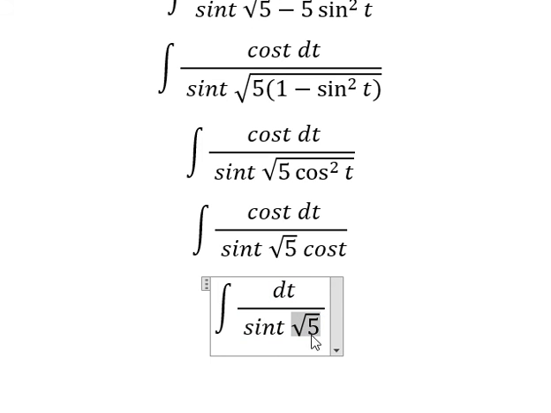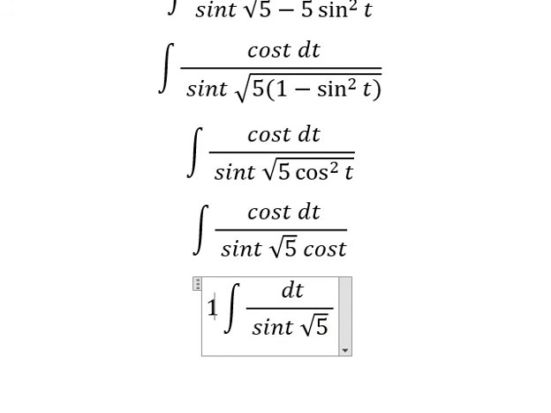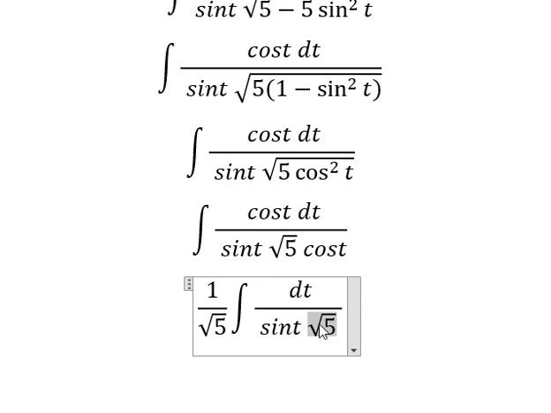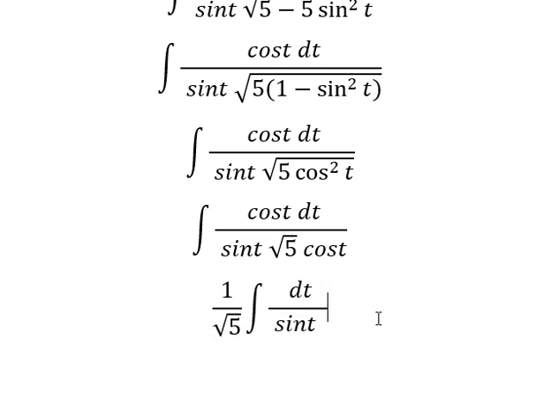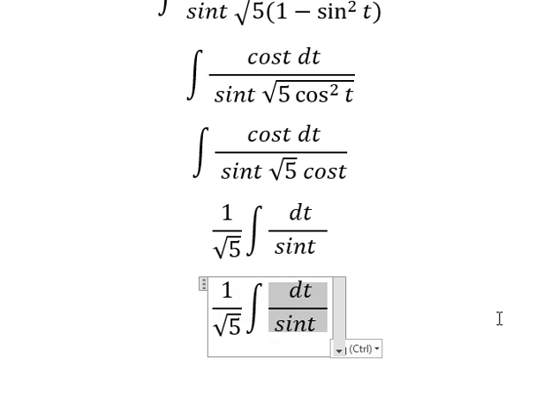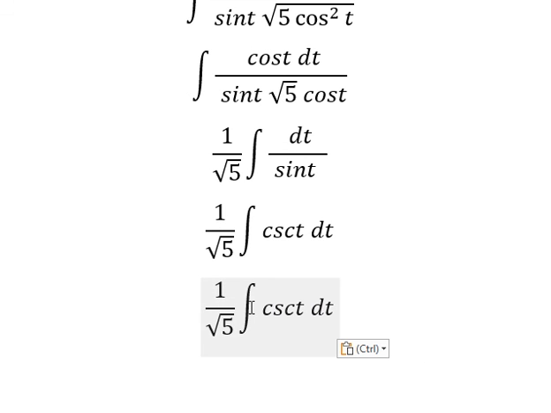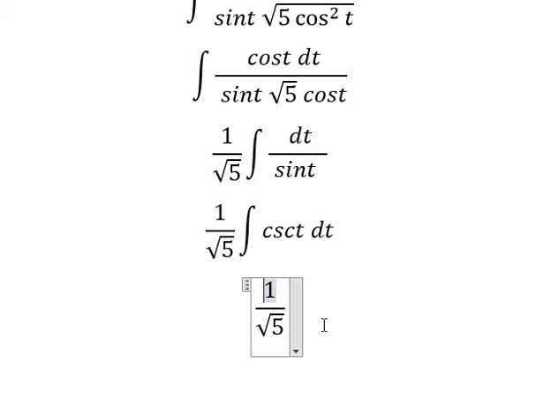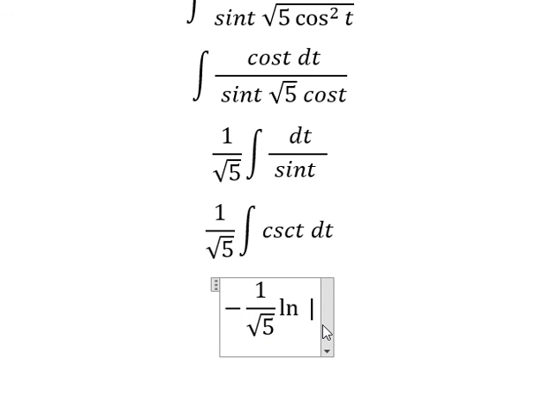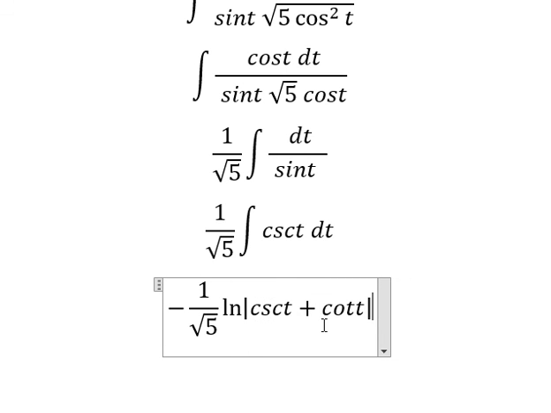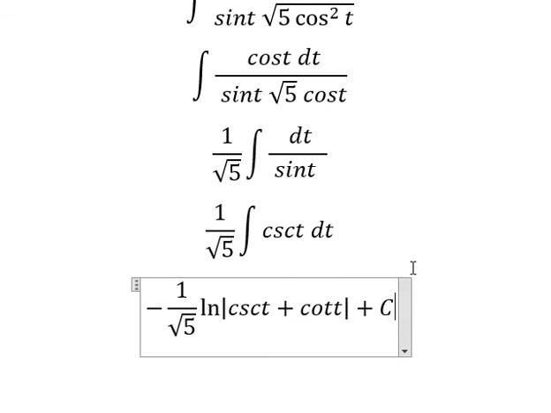And now I will put this one outside. This one we have cosecant of t dt. The integration of this one, we have negative ln of the absolute value of cosecant of t plus cotangent t, and then I will put plus c.